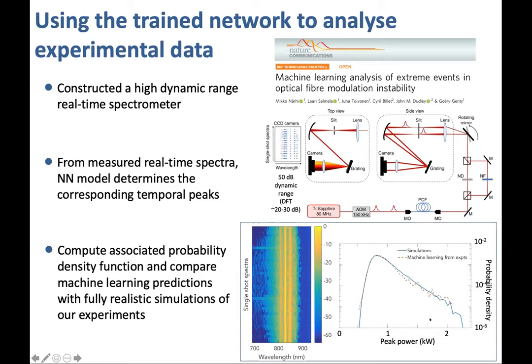And then we compared this probability density function predicted by the machine learning with fully realistic simulations of our experimental setup using the nonlinear Schrödinger equation. And you can see that there is an amazing agreement between the two, showing the ability of the neural network to make predictions based on experimentally recorded single shot spectra.